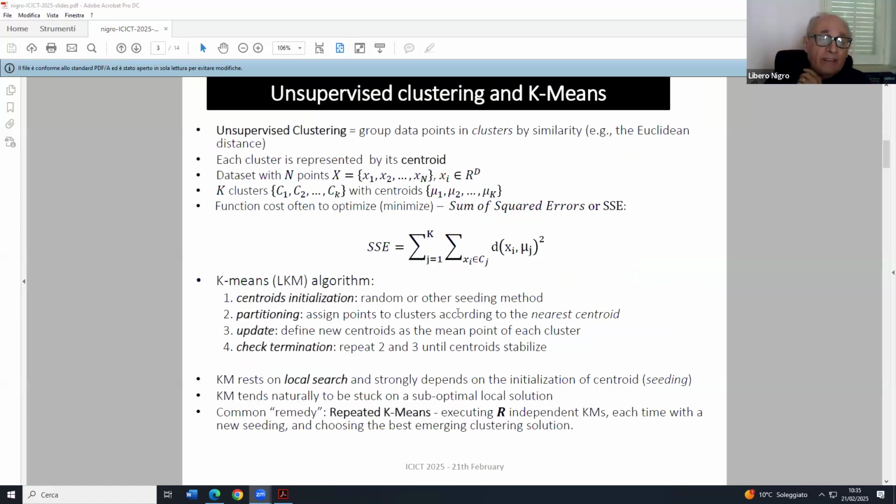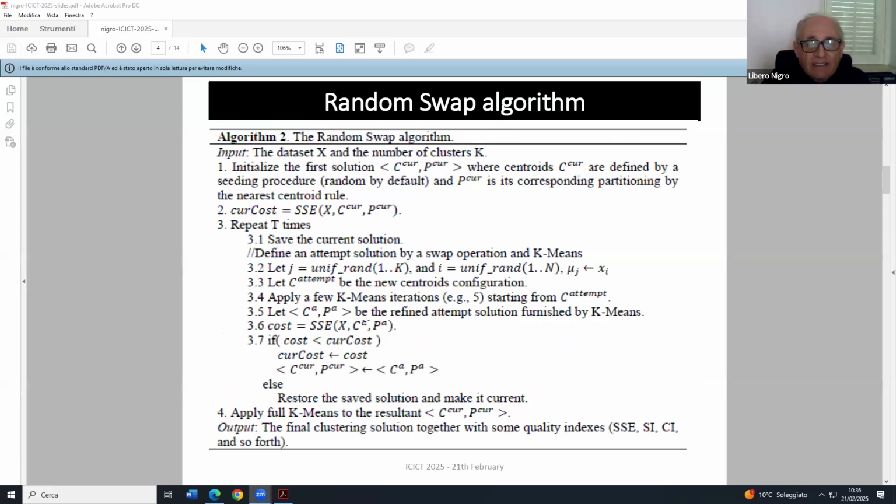And I would remind you that we are often faced with k-means, which is a well-known algorithm used essentially because it is simple to understand and also efficient. But k-means suffers from some limitations because it strongly depends on the initialization of centroids, and it can easily get stuck in a local suboptimal solution. Now, random swap tries to overcome this limitation because random swap, at each iteration, swaps a centroid of the current solution with a point of the data set.